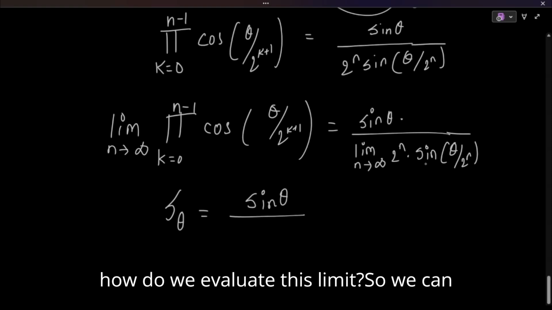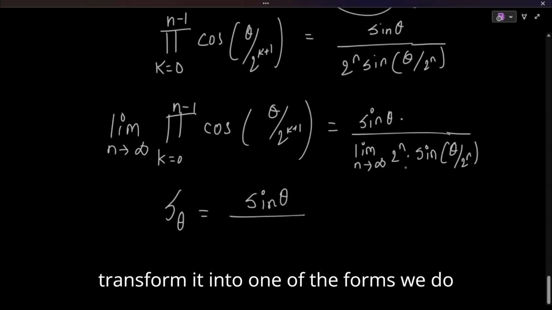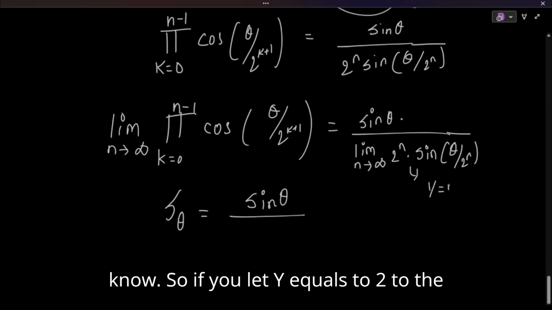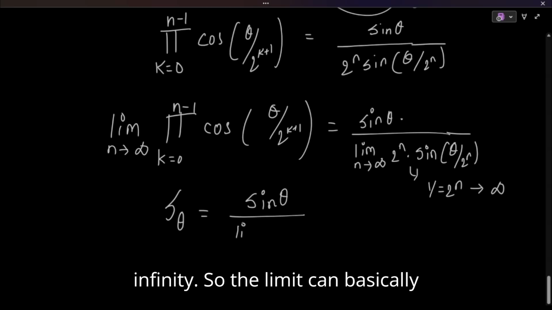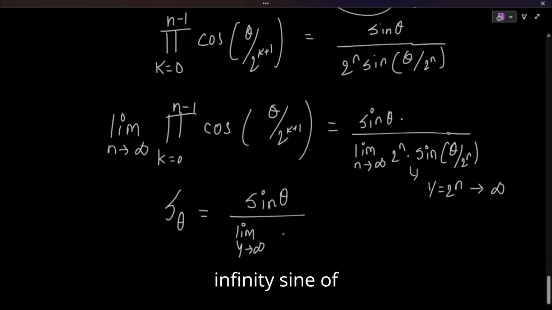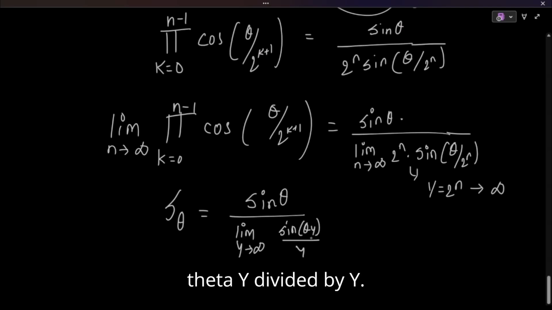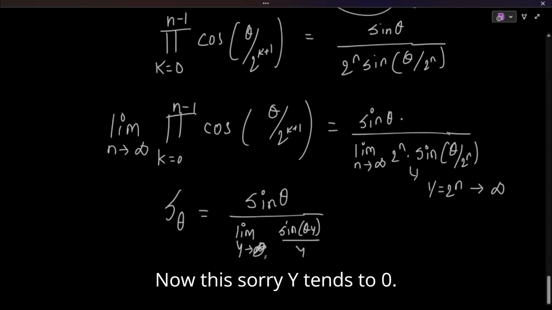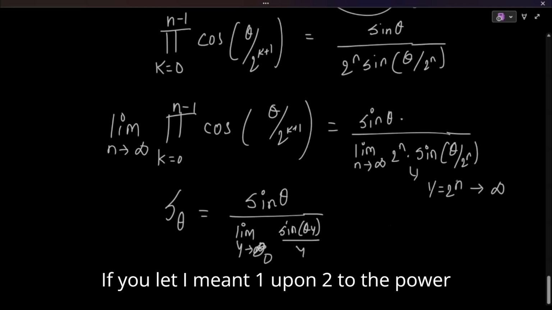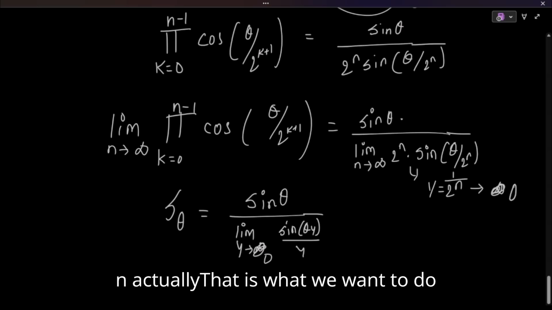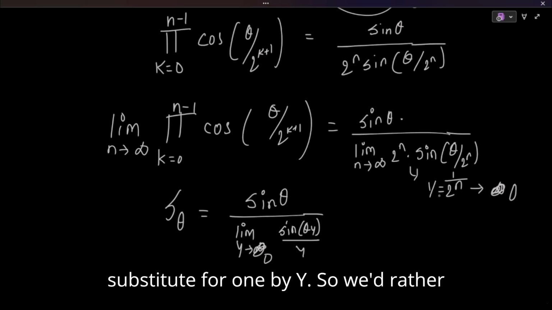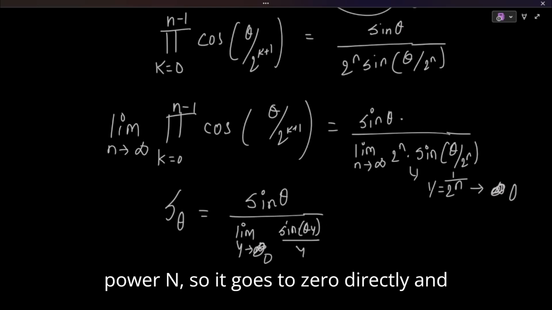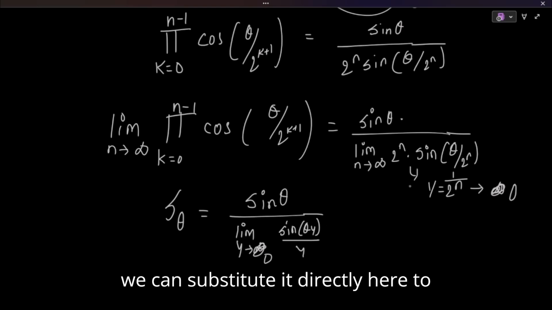Now, how do we evaluate this limit? We can transform it into one of the forms we do know. If you let y equal 2 to the power n here, you see that y also goes to infinity. So the limit can basically be written as limit y tends to infinity of sine of theta y divided by y. Now this, y tends to 0. I meant 1 upon 2 to the power n actually. That is what we want to do, because we could do y into sine of theta by y, but then again we have to substitute for 1 by y. So we rather want y equals 1 upon 2 to the power n. So it goes to 0 directly and we can substitute it directly here to get this form.